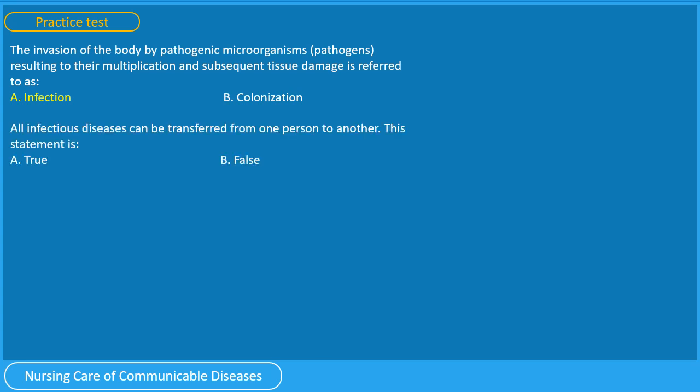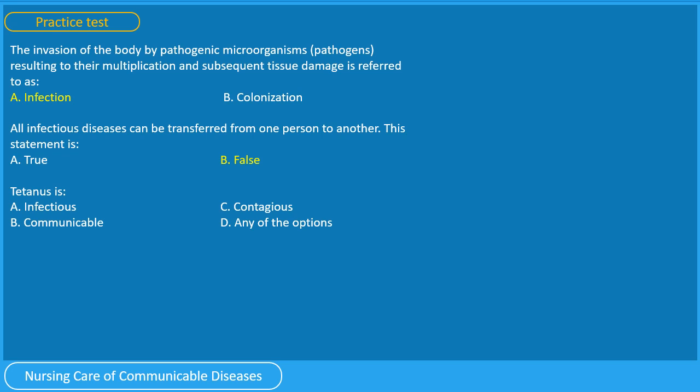True or false? All infectious diseases can be transferred from one person to another. You have 5 seconds. The answer here is false. An infectious disease may be communicable or not.